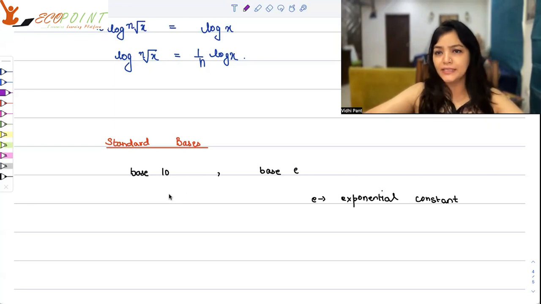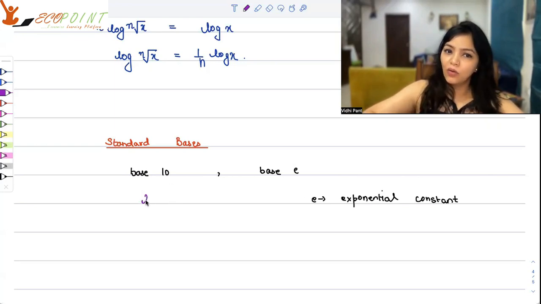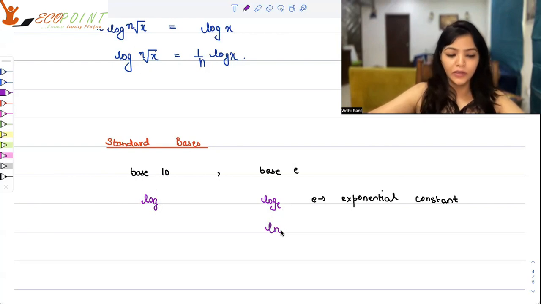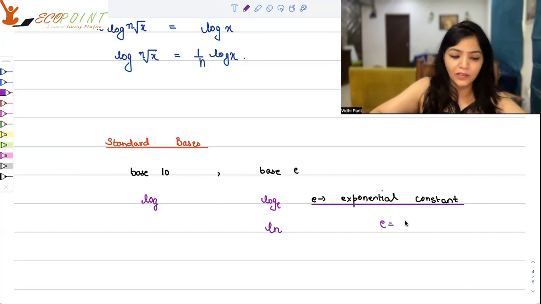So mostly when the base is 10, we do not write any 10 generally. Just log is provided. And when it is to the base e, it's written log e, or we also call it natural or Neperian log. So hence ln is written for it. As I said, e stands for exponential constant. It has a constant value, which is equal to 2.718.